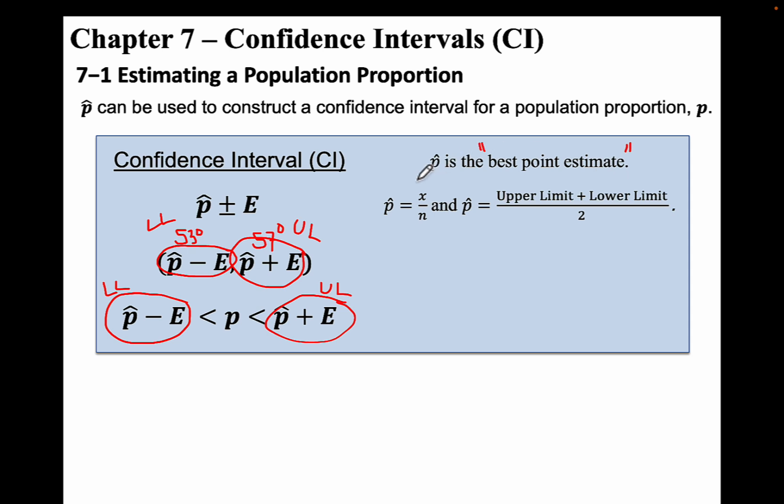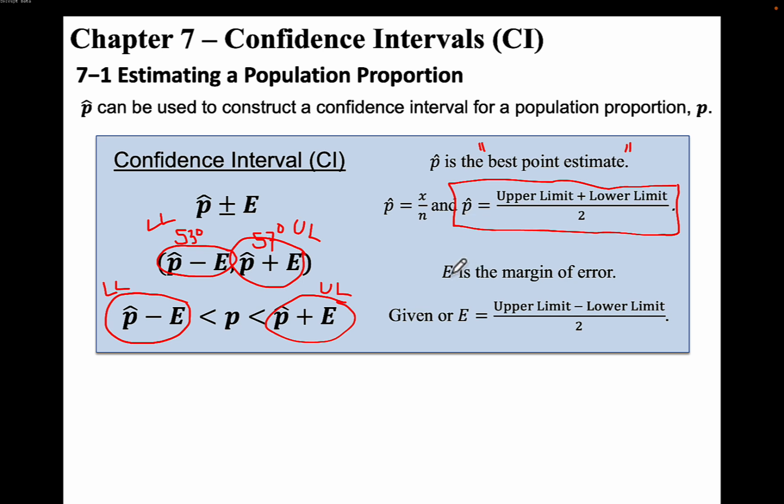P hat can be calculated the way we're used to, which is x over n. We've seen that in previous chapters. X is the number of successes over lowercase n is the sample size. An additional way to calculate p hat is if you already have the confidence interval, then you can take the upper limit, add the lower limit to it, and divide it by 2. Another way to say that is it's the average of the upper and the lower limits. It's right in the middle.